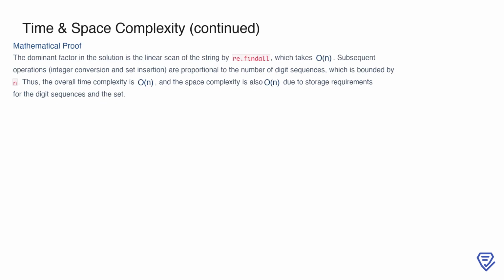Finally, let's summarize the time and space complexity with a mathematical proof. The dominant factor in this solution is the linear scan of the string performed by re.findall, which contributes O(n). Subsequent operations, such as converting the digit sequences to integers and inserting them into a set, are proportional to the number of digit sequences. Since the number of digit sequences is bounded by the length of the string, these operations are also O(n). Therefore, the overall time complexity of the solution is O(n). Similarly, the space complexity is dominated by the storage required for the digit sequences and the set.